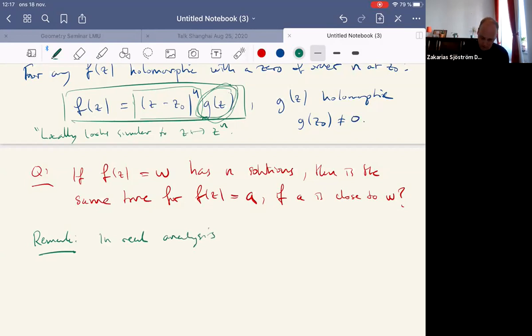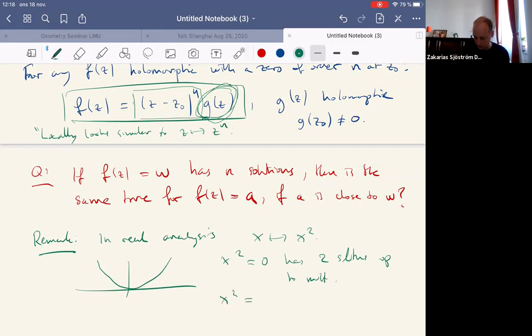So if you look at x goes to x squared, it looks something like this. Then you see that x squared equals 0 has two solutions after multiplicity, of course, whereas x squared equals minus epsilon, for positive epsilon, has no solutions.